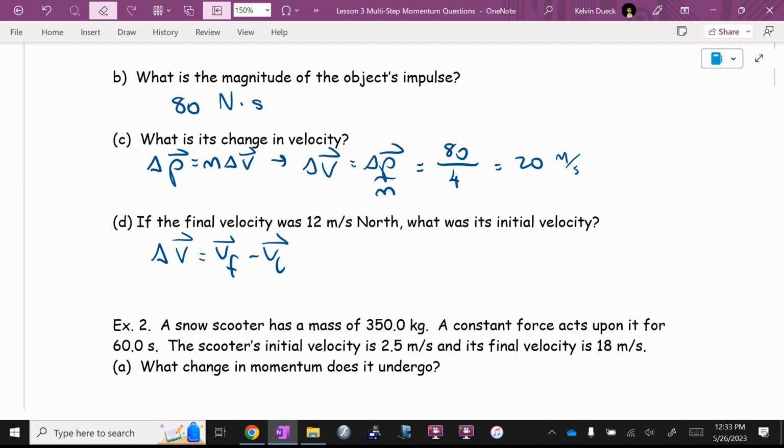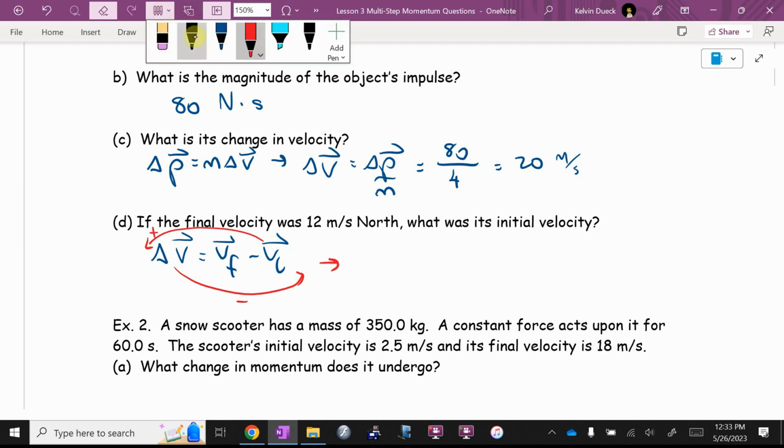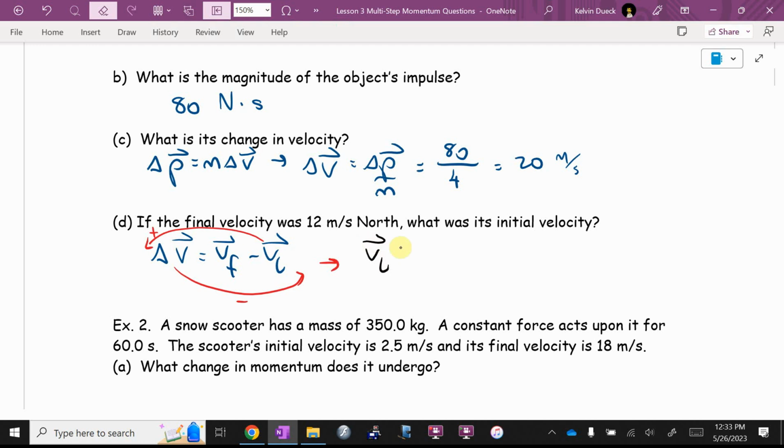What are they asking me to find, Hannah? Get the VI by itself. What's right in front of the VI that I don't like? I'm going to do the swappy dance here. What I'm going to do is I'm going to plus the VI to that side. I'm going to minus the delta V to that side. I think, Hannah, if I do that, I'll get VI equals VF, take away delta V. According to this question, Hannah, what's VF? Yep, minus. What's delta V? What do you get?